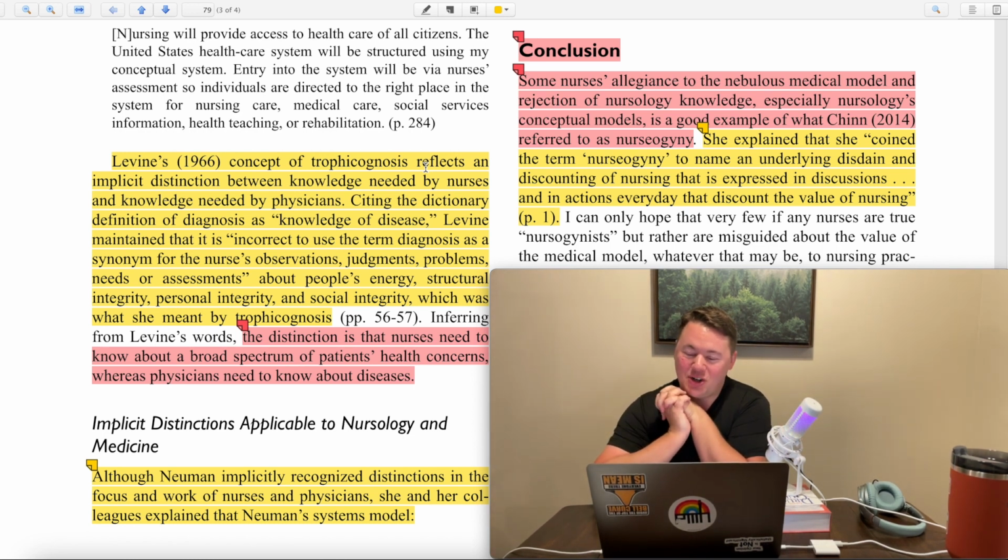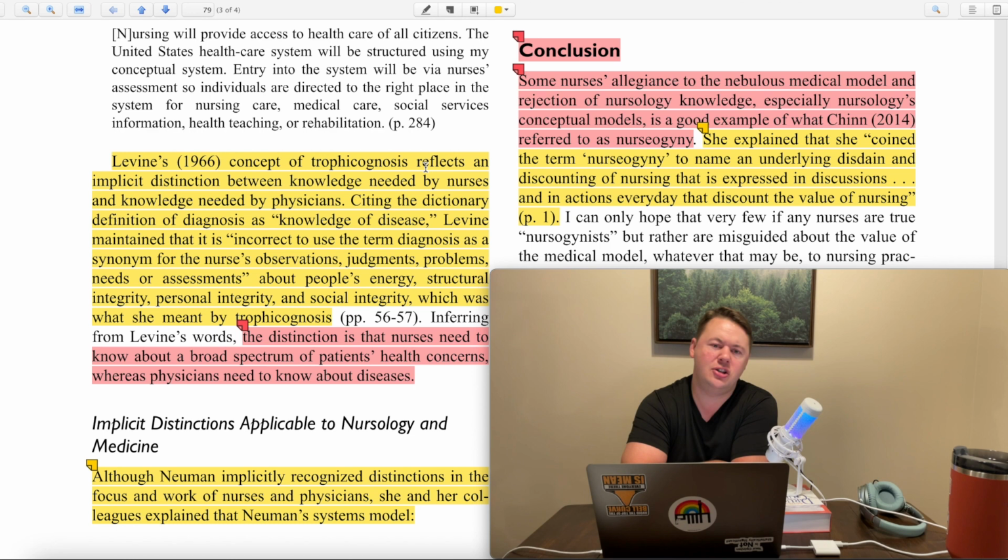She explained that she coined the term nursogeny to name an underlying disdain and discounting of nursing. Oh, she didn't say nursology there. That is expressed in discussions and in actions every day that discount the value of nursing. So if you discount the value of nursing, you're a nursogynist. You see what they did there? Nursogeny, like misogyny, like it's against women. So therefore, against nurses. If you don't agree that nursing knowledge is its own specific, unique domain of formal knowledge, then you're a nursogynist. And you go against nurses.